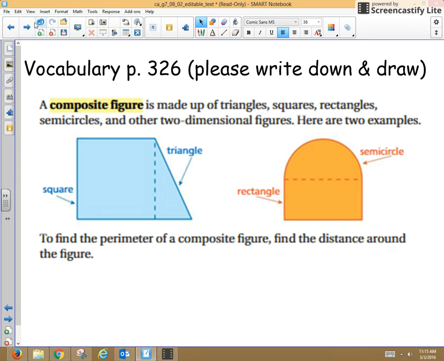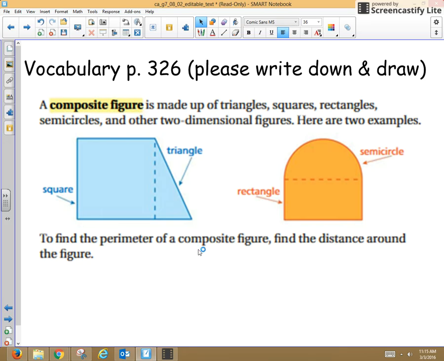Our vocabulary begins on page 326. I would like you to write this down and also draw the figures. A composite figure is made up of triangles, squares, rectangles, semicircles, and other two-dimensional figures. So here are two examples of composite figures. You have a square and a triangle put together, which makes the shape of a trapezoid. And here you have a rectangle and a semicircle put together to make this shape here.